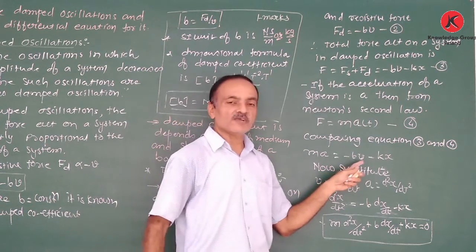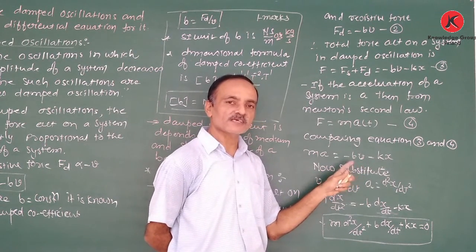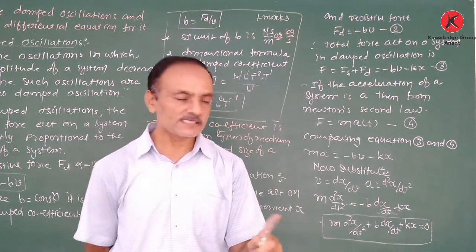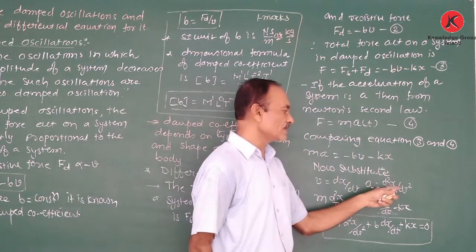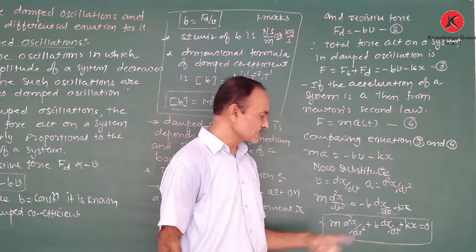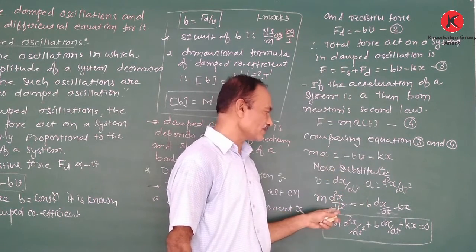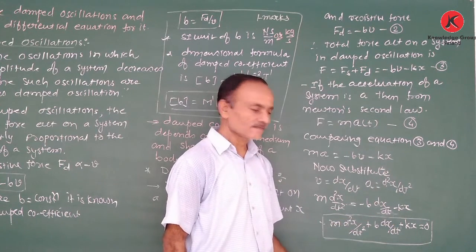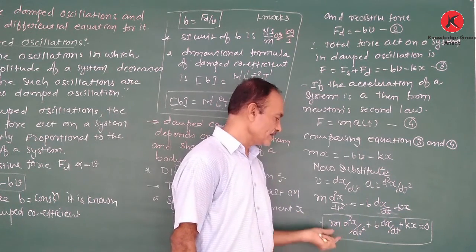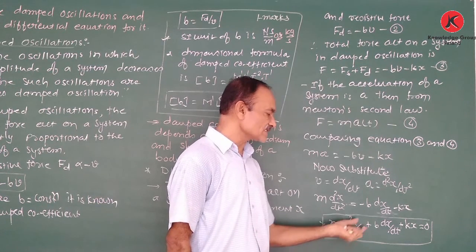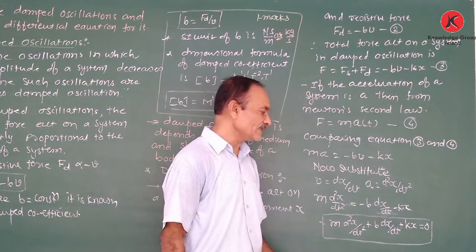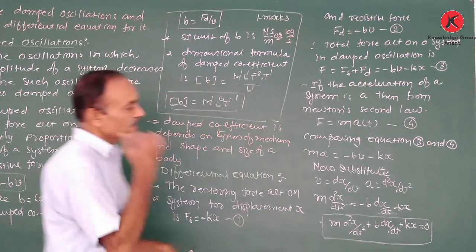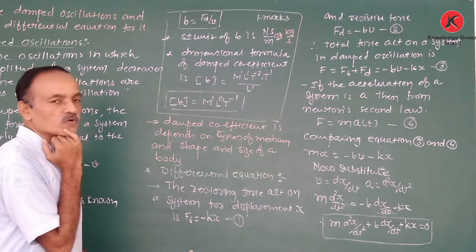Here we know that velocity is equal to the derivative of displacement with respect to time, and acceleration is equal to the double derivative of displacement with respect to time. Substituting here, m into d square x upon dt square is equal to minus b dx by dt minus kx. Take this negative term on the left hand side, therefore m into d square x upon dt square plus b into dx by dt plus kx is equal to 0. So that is the differential equation for damped oscillation.